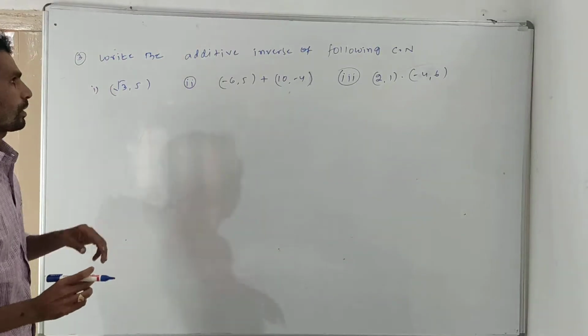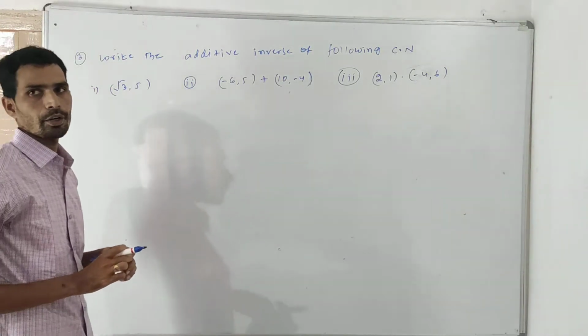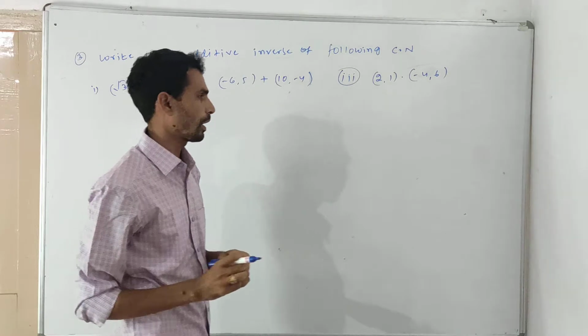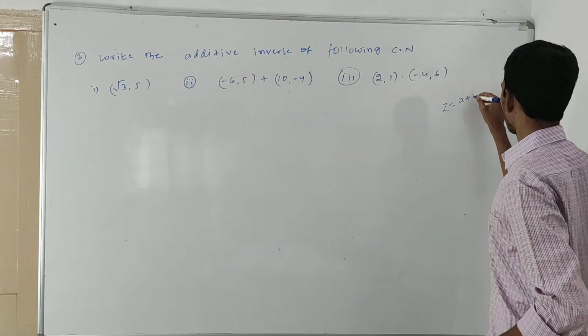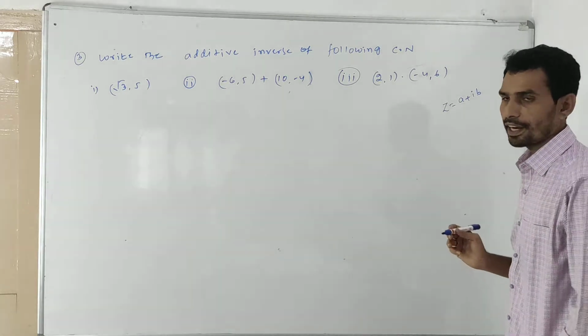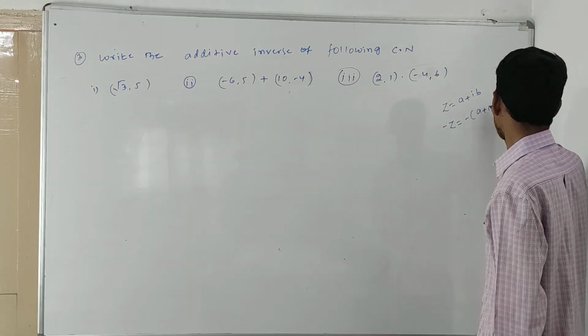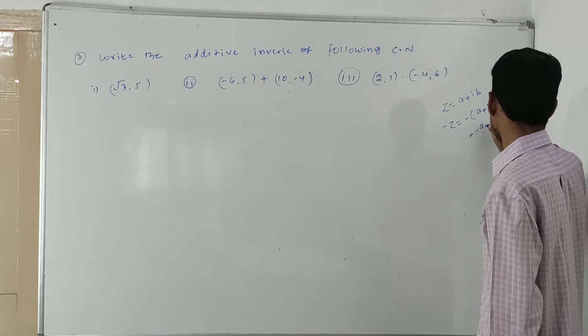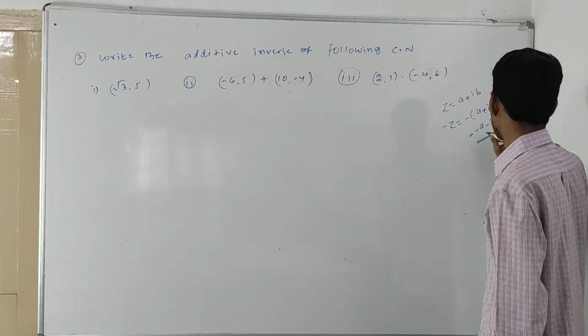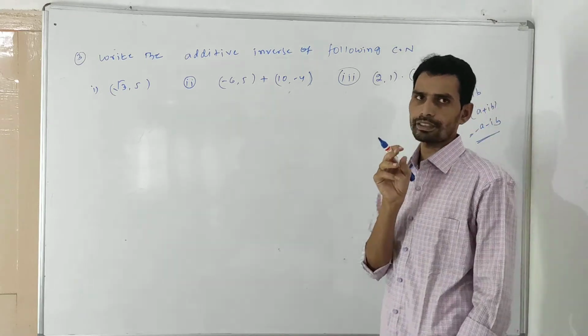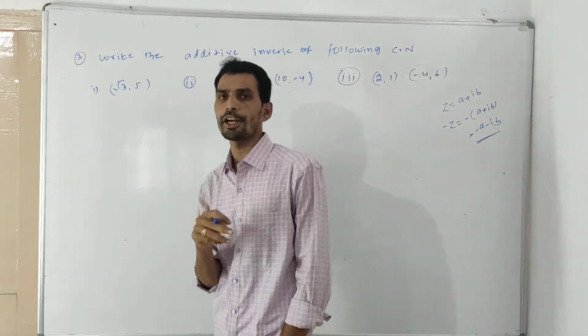Write the additive inverse of the complex number. What you want? You want additive inverse. Already we know the formula. Suppose here z is equal to a plus ib is a complex number. Then the additive inverse is minus z. Minus z means minus of a plus ib. That is equal to minus a minus ib.